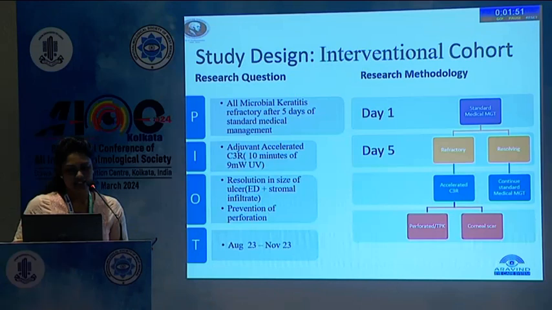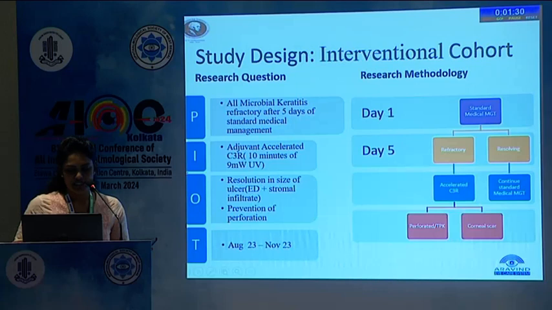Our study design is an interventional cohort study, and our population is all microbial keratitis patients refractory after 5 days of standard medical management, and the intervention is accelerated CXL. The outcomes of the trial were resolution and size of the ulcer and prevention of adverse events including perforation. The time period is August 2023 to November 2023.